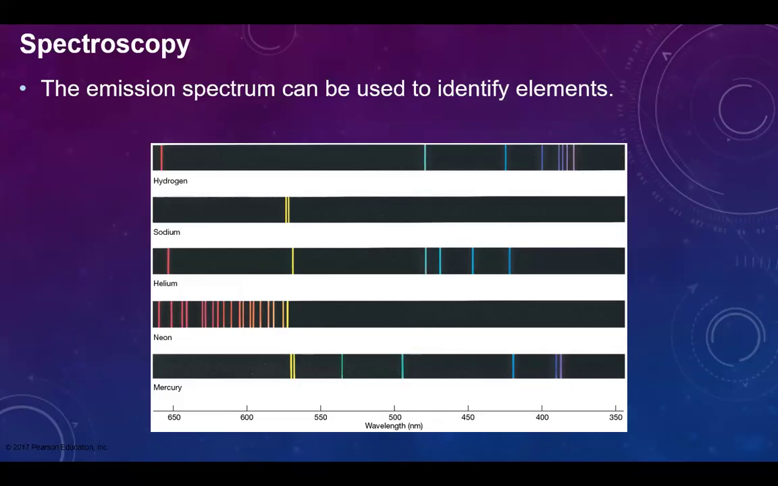And here's hydrogen and helium. And here's mercury. Mercury has some very strong lines in the ultraviolet, and that's why it gets used in these fluorescent lights. And it's also why you need to be careful around broken fluorescent lights, because they contain mercury.